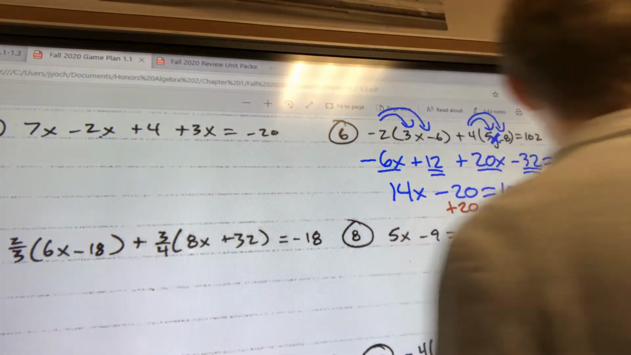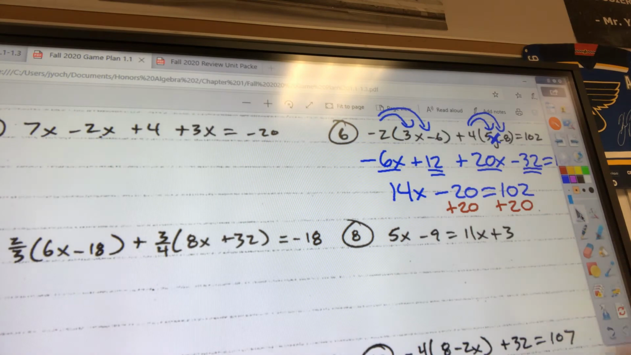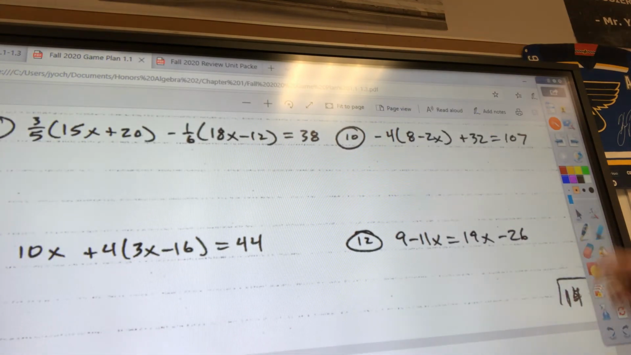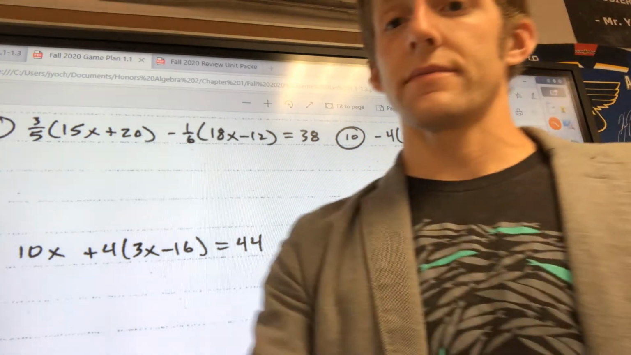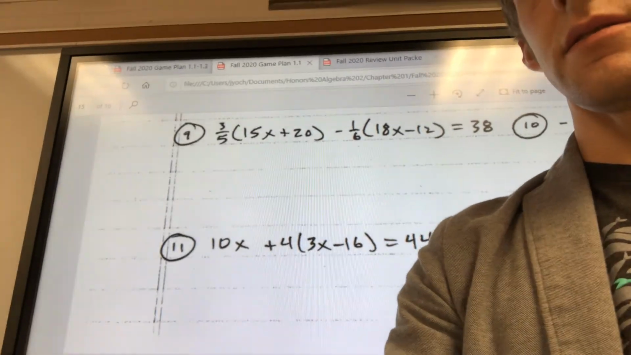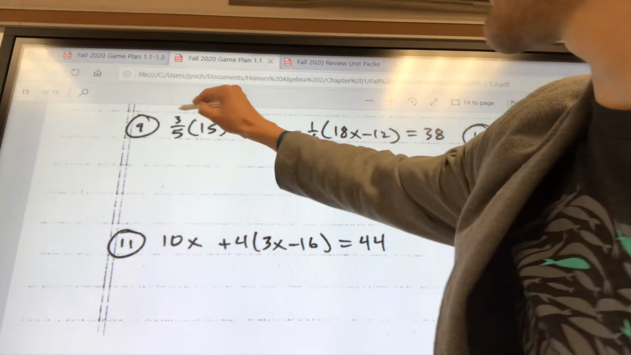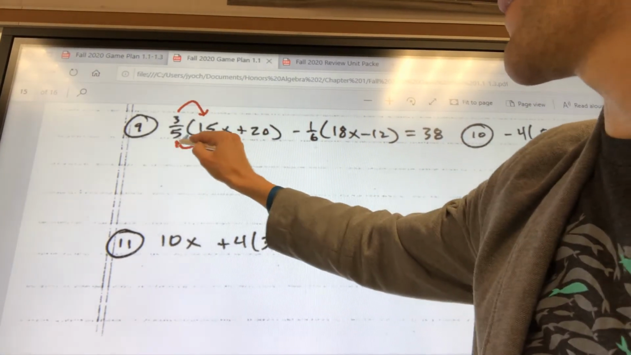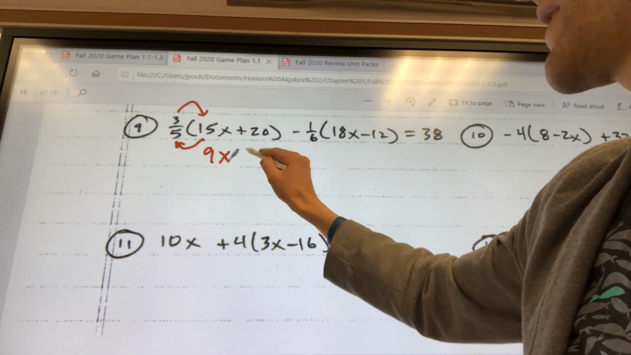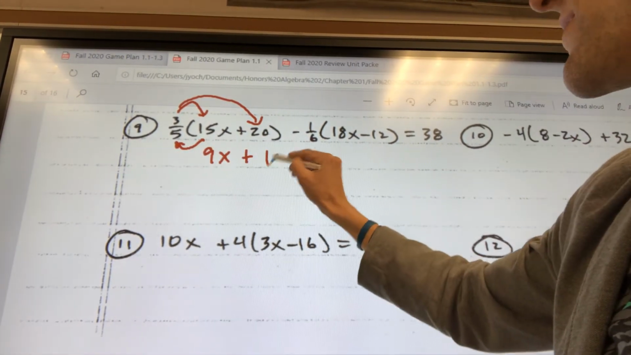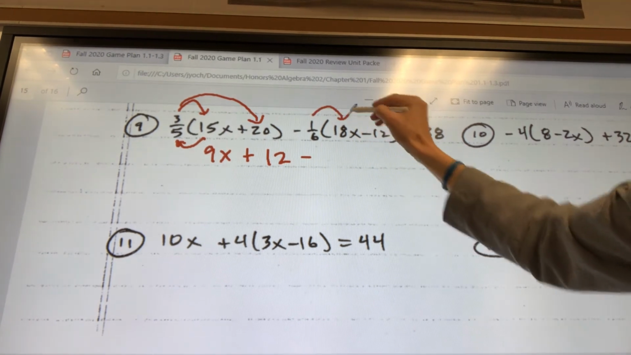I'm going to help you with 9 on this page, and then I think that's it with this page. All right, number 9, right there. On 9, 3 times 15 is 45. 45 divided by 9 is 5. 3 times 20 is 60. 60 divided by 5 is 12. Minus, because it's a negative times a positive.